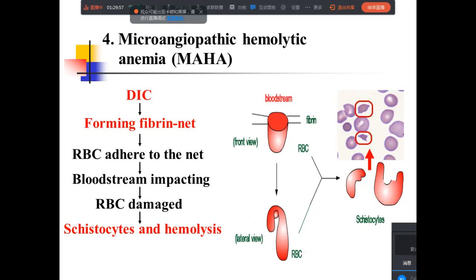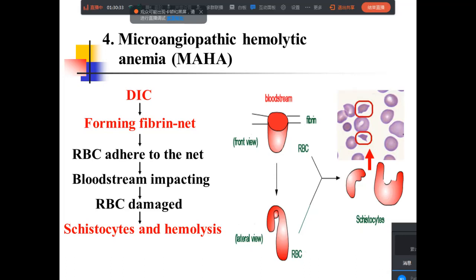During DIC, first the coagulation system is activated. So in the vessel, now form a lot of fibrin net. Fibrin increases, so form a lot of fibrin net. So red blood cells adhere to the net. Now the bloodstream impacts the red blood cells, so that leads to red blood cell breakage.